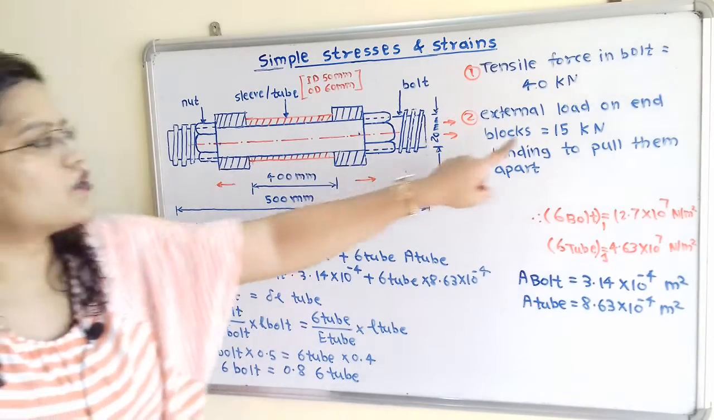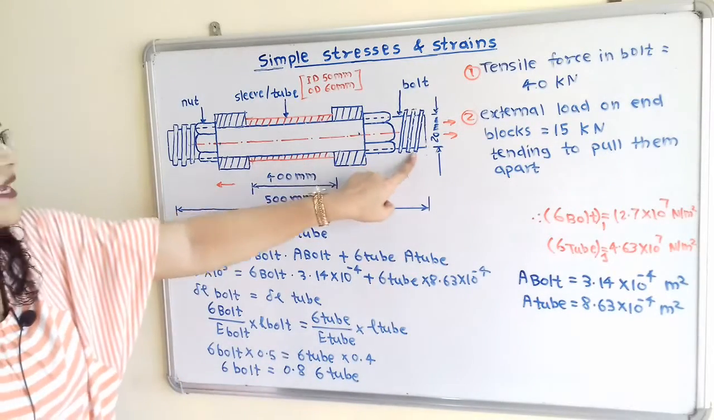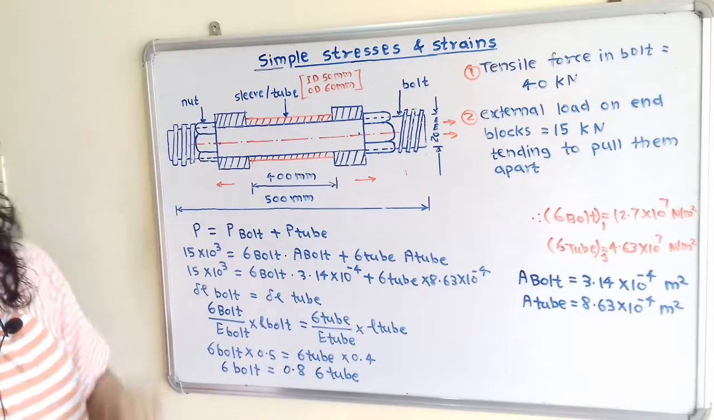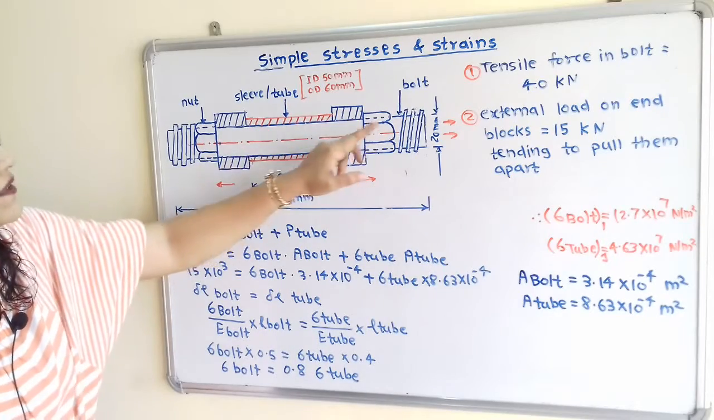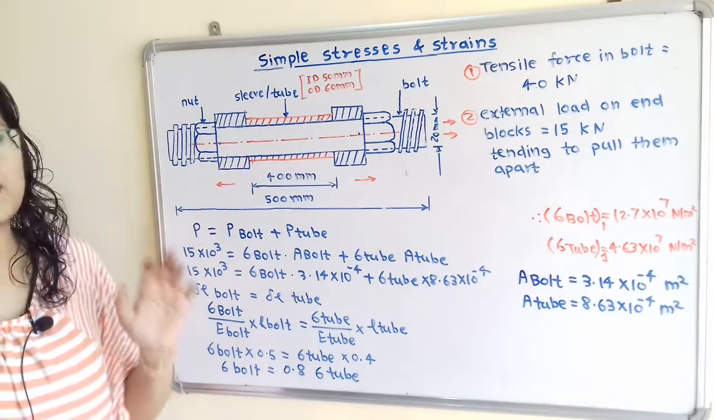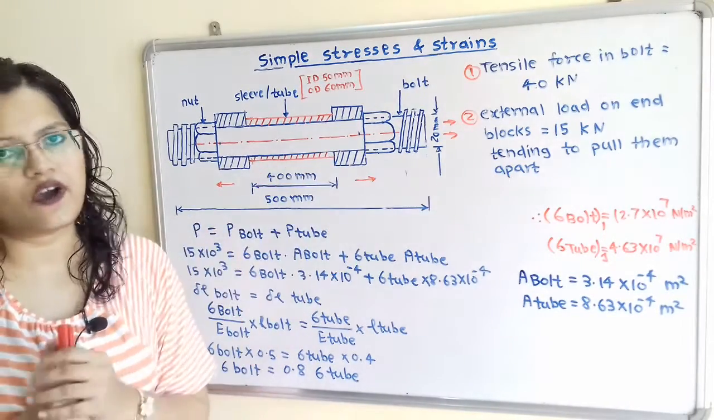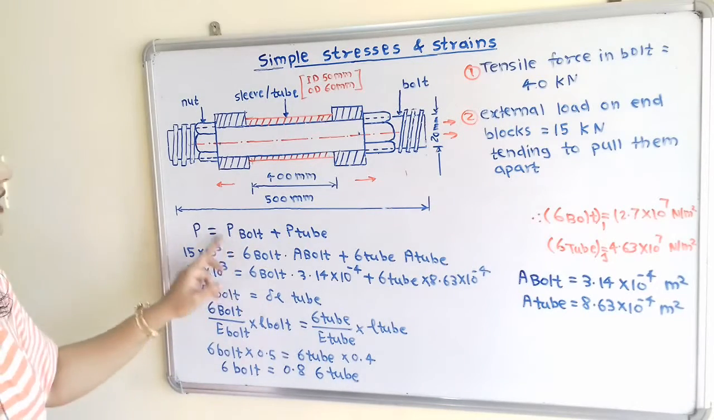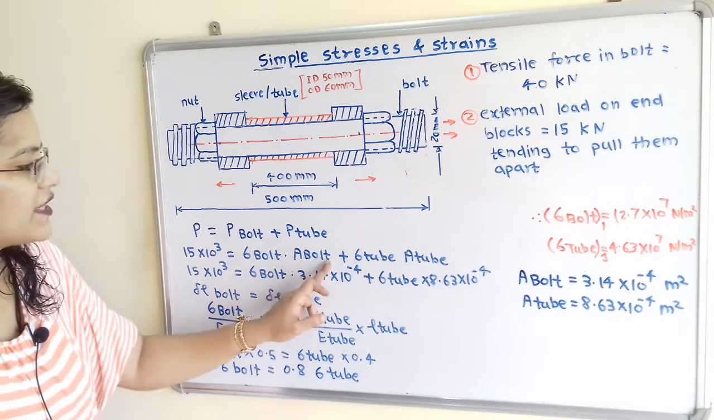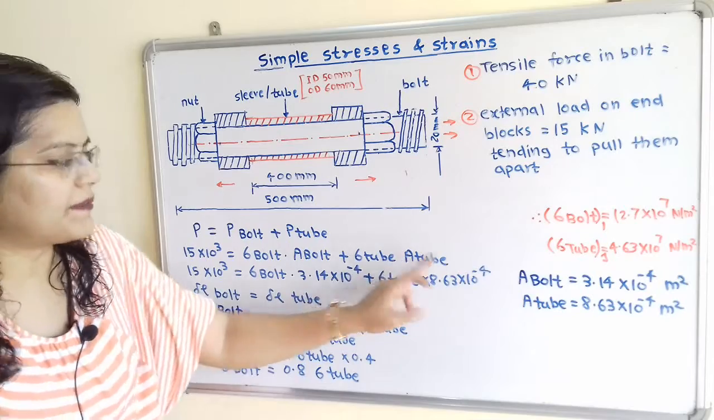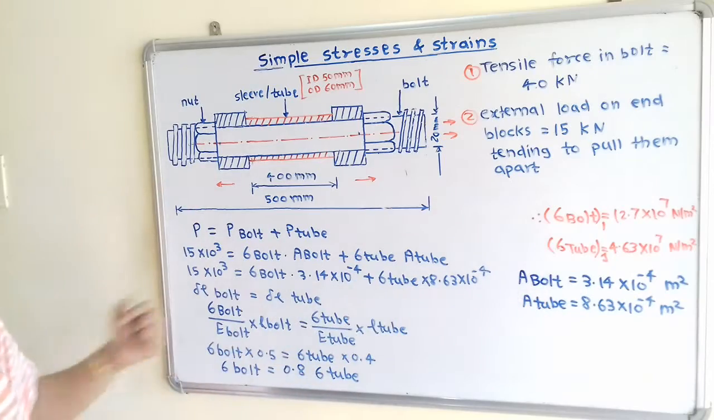So first condition, total load P, that is 15 into 10 raised to 3 Newton, is equal to P in the bolt plus P in the tube. So what is the reason behind that? Because this bolt and this tube are fastened together, and when they are fastened together, the tensile force is acting on them. So how we can define this P? That is equal to sigma bolt multiplied by cross sectional area of bolt, plus sigma tube multiplied by area of tube. Now area of bolt and area of tube we have calculated, and we will put the value.